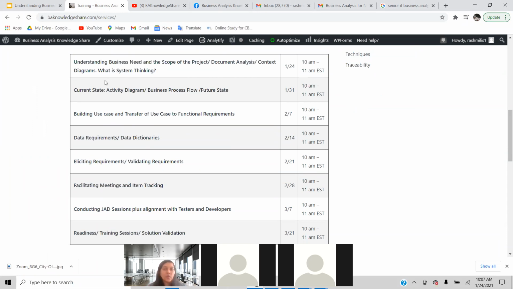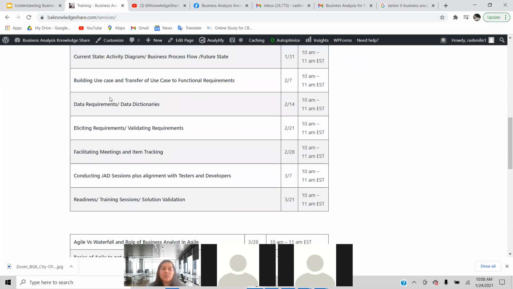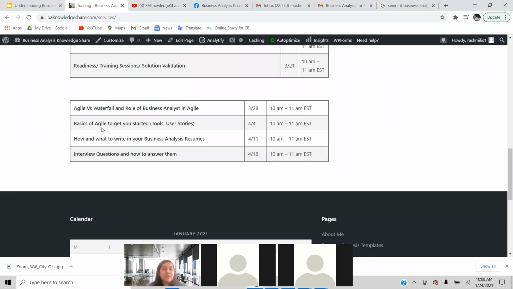Then we'll be going through a bunch of activities, and the way I've organized the class, it's basically sequential. These are activities that you as a BA would do sequentially, and that's the way I'm thinking of it as well. It introduces you to, well, what is an activity diagram? What is a business process flow? Data dictionaries. How do you go out there and get requirements? Conducting things like JAD sessions.